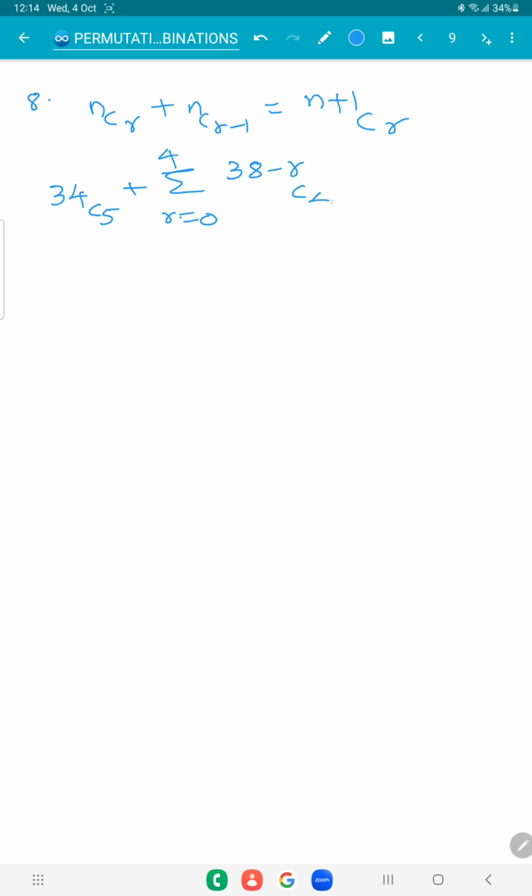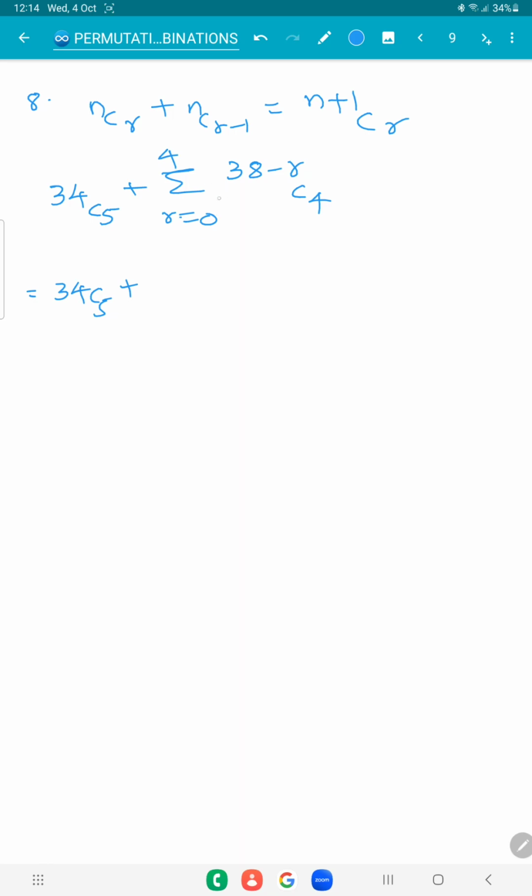For the 8th one, we continuously use nCr plus nCr minus 1 is equal to (n+1)Cr. So the question is 34C5 plus summation r equals 0 to 4 of (38 minus r)C4. So we have to substitute the r values here, right?